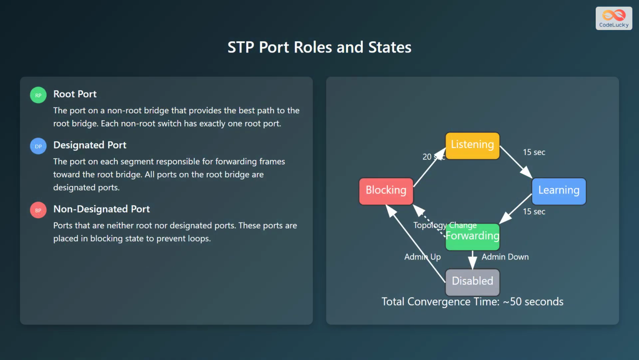Let's delve deeper into STP port roles and states. The root port is the port on a non-root bridge that provides the best path to the root bridge. Each non-root switch has exactly one root port. The designated port is the port on each segment responsible for forwarding frames toward the root bridge. All ports on the root bridge are designated ports. A non-designated port refers to the ports that are neither root nor designated ports. These ports are placed in blocking state to prevent loops. The port states are blocking, listening, learning, forwarding, and disabled. Transitioning through these states takes time, with convergence taking around 50 seconds.